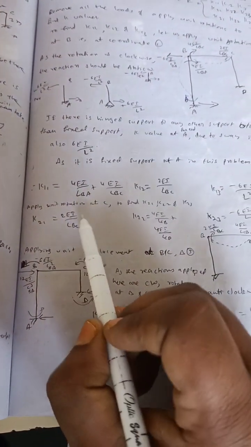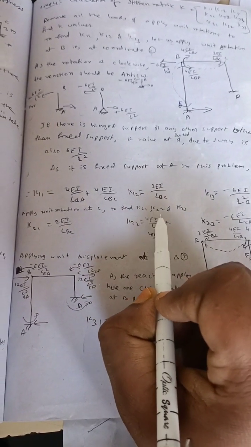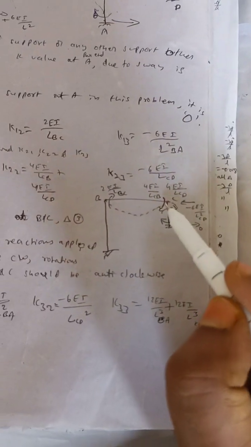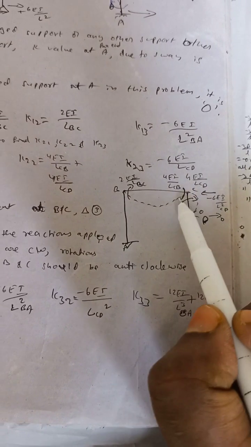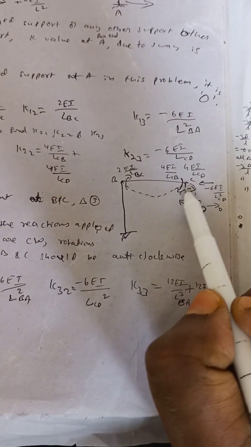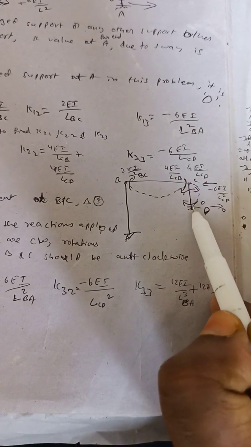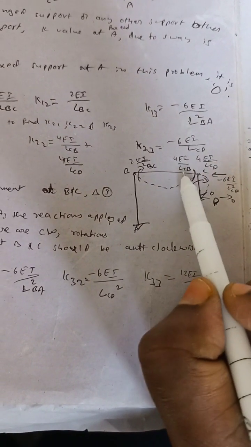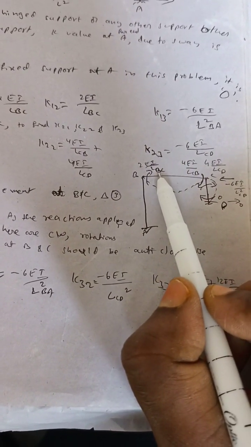So next, how to find the second row? K21, K22, K23, applying unit rotation at C, that means second coordinate. So here is the figure. Here we have applied unit rotation, first we will see for CD. At C, we have applied unit rotation. For CD, we will get 4EI by L CD, and here it is 0. Next, for CB, it is 4EI by L CB. Opposite end 2EI by L BC.